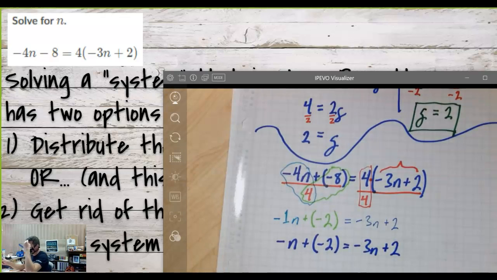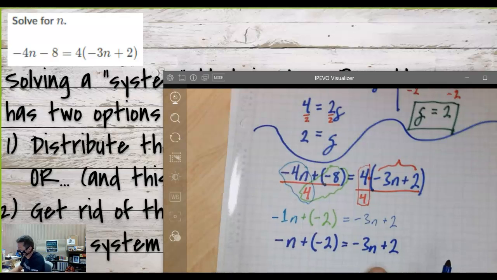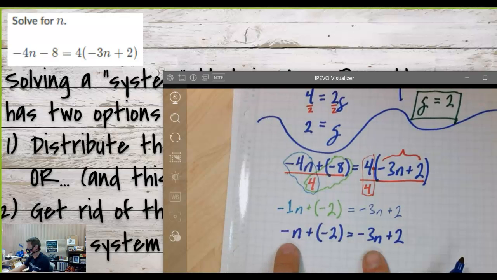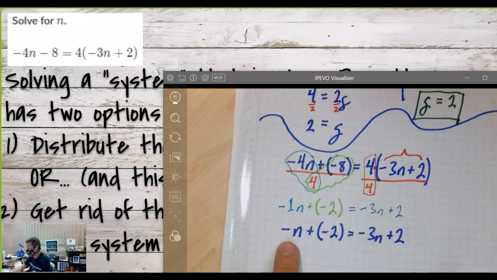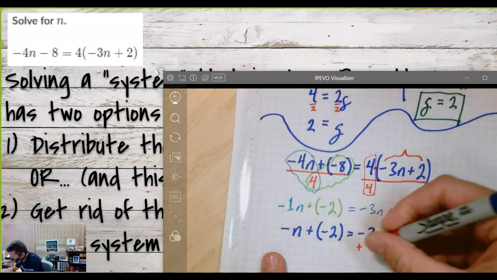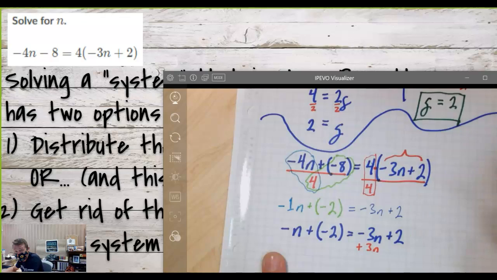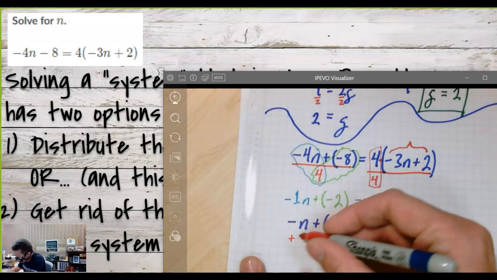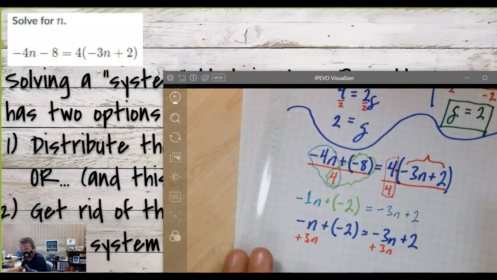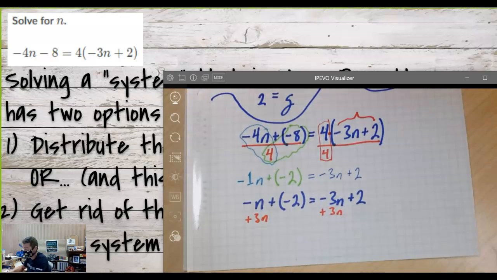Yeah, so I heard the question of should we add 3n? This one, the negative n is the most positive, even though it's not positive, it's the most positive. So if we add 3n on both sides, this will turn into 0. Negative n plus 3n. 2n.